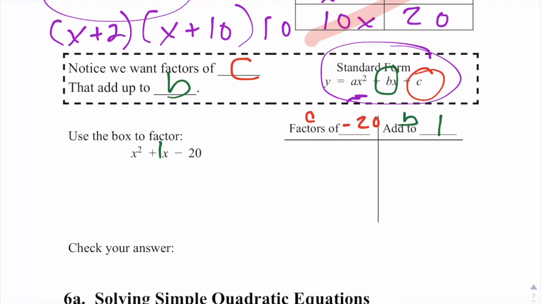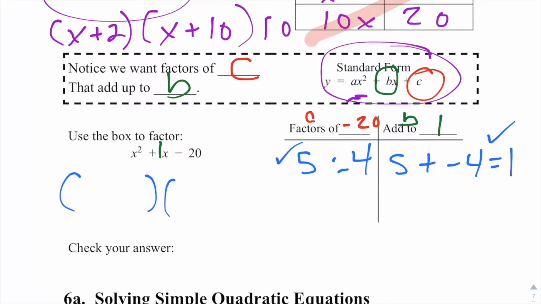Well, right away I can think of 5 and 4. 5 times 4 definitely multiplies to 20, and I want it to equal positive 1 when I add them, so I definitely want my 4 to be negative. So 5 times negative 4 is definitely my negative 20, so that checks. And then 5 plus negative 4 gives me my positive 1, so that checks. So now I can come over here and say, my two factors are x minus 4 and x plus 5.